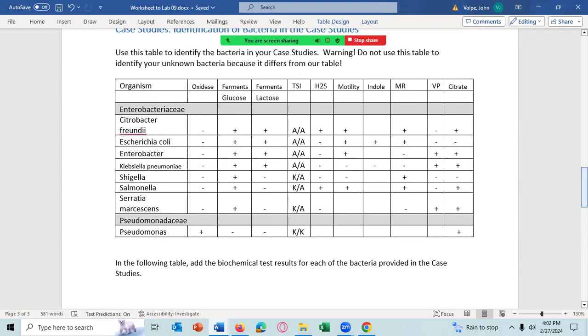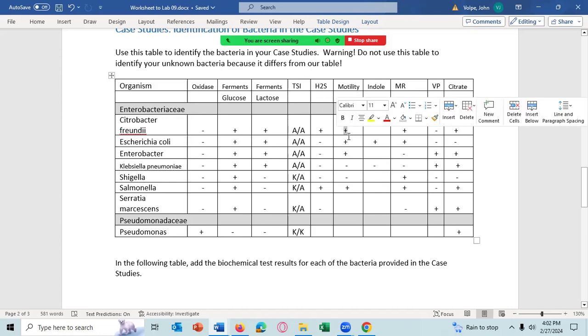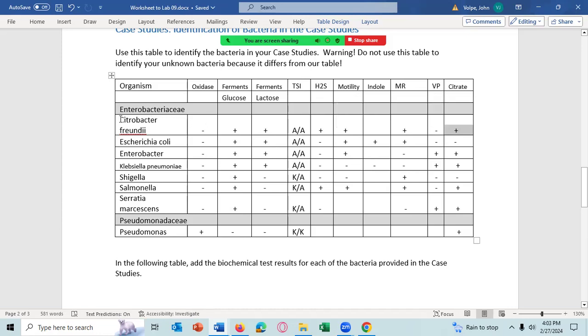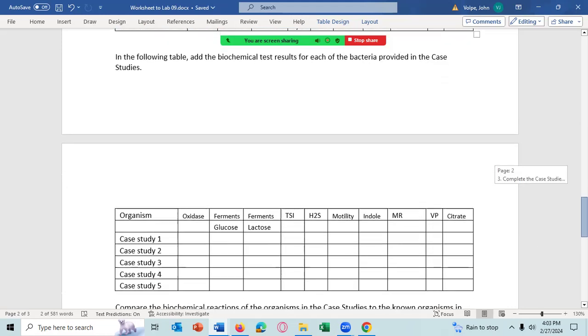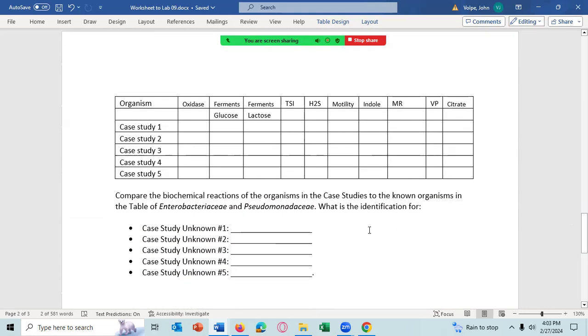For example, if oxidase was negative, it did ferment the sugar glucose, it did ferment the sugar lactose, the TSI was A over A, the hydrogen sulfide production was positive, motility was positive, MR was positive, VP is negative, and citrate is positive, you know you have Citrobacter freundii. So write that in the worksheet for that case study. Any question about any of that? So you could write that there, for example.